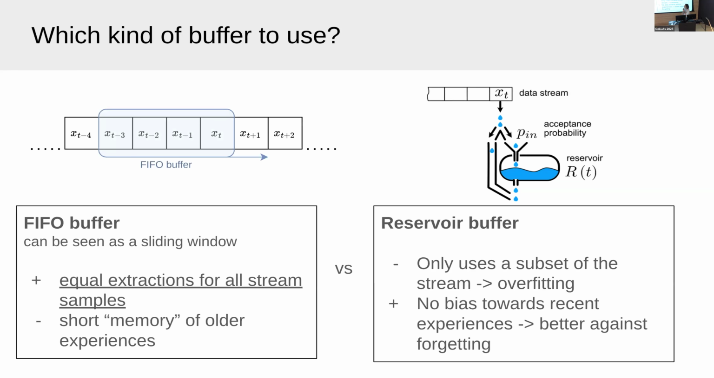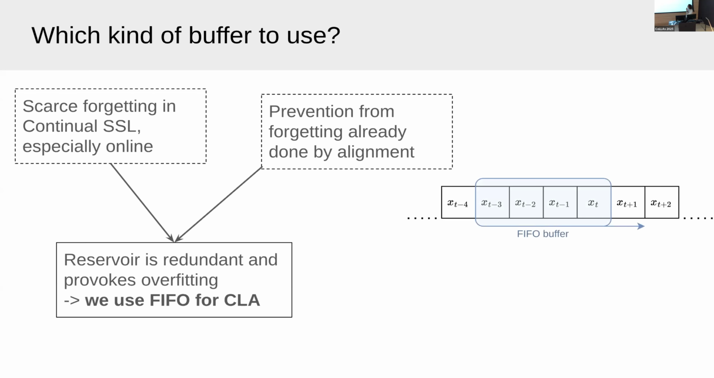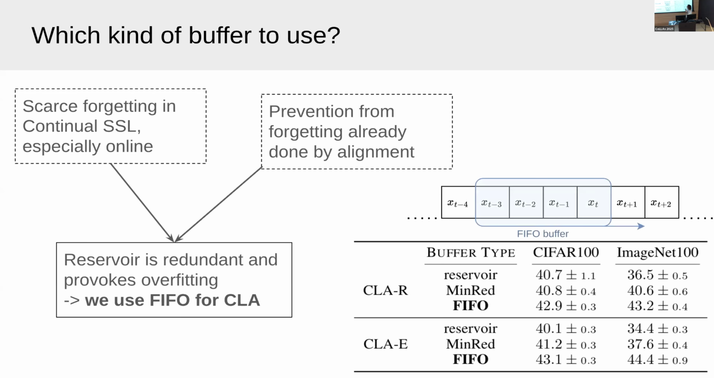That's because the samples in the stream spend the same amount of time inside the window of the FIFO buffer. So basically, because forgetting in continual self-supervised learning is quite scarce, especially in an online scenario, and because forgetting is already prevented by the alignment loss, we decided to use a FIFO buffer for CLA, and we empirically proved that it returns better results than using reservoir. We compared also with MinRed, which is another stability-biased buffer.